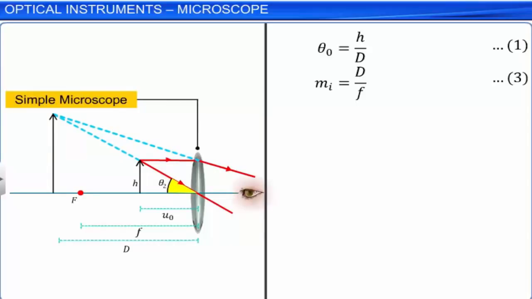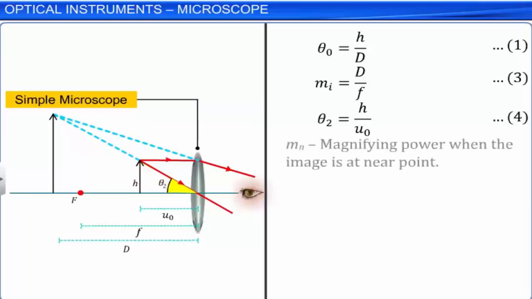If m_n is the angular magnification of the simple microscope when the image is formed at the near point, then m_n is equal to theta 2 by theta naught. On substituting the values of theta 2 and theta naught from equations 4 and 1, and on further simplification, we get m_n is equal to D by u0. Let this be equation 5.